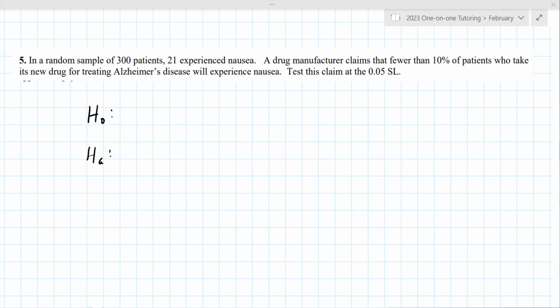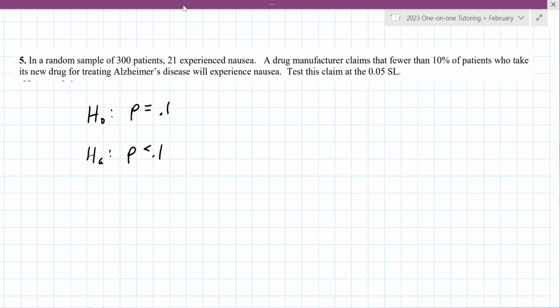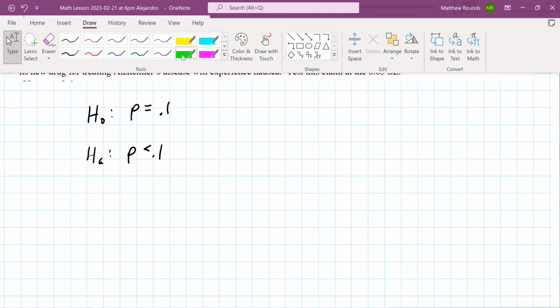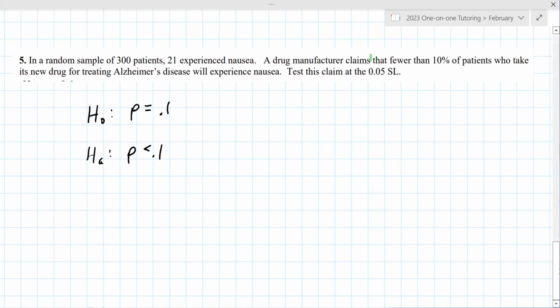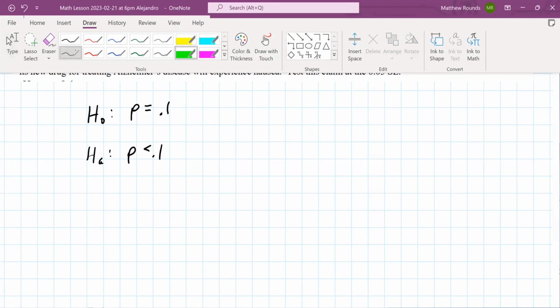Okay, so for H0, it would be p equals 0.1. And then for HA, it would be p is less than 0.1. And what language did you read in the problem to support that? The second sentence: a drug manufacturer claims that fewer than 10% of patients. That's right. That's good. That's what you need to be able to recognize.